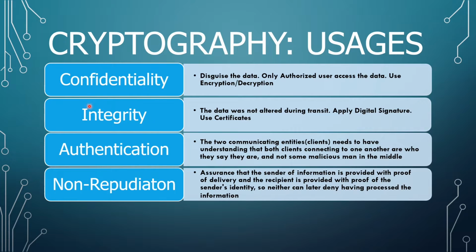Today we'll be discussing integrity. This is another advantage that we get when we use cryptography. What is integrity? When we send the data to the customer or to the recipient, we need to make sure that it is not altered or changed during transit. How do we do that? We apply digital signatures. To help us, we need a certificate. We have to issue a certificate from an authorized entity, and we have to apply that digital signature on the package that we are sending to the customer.